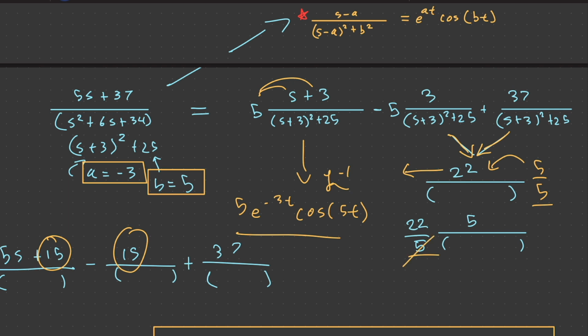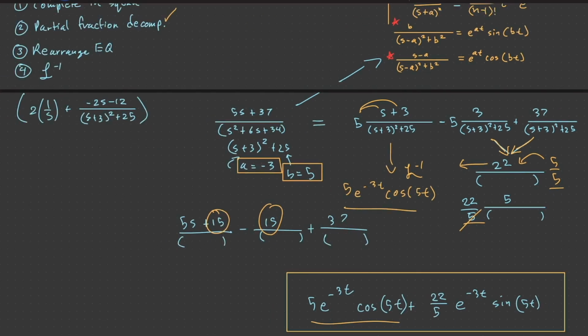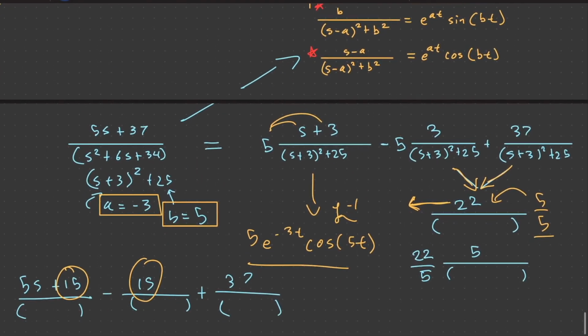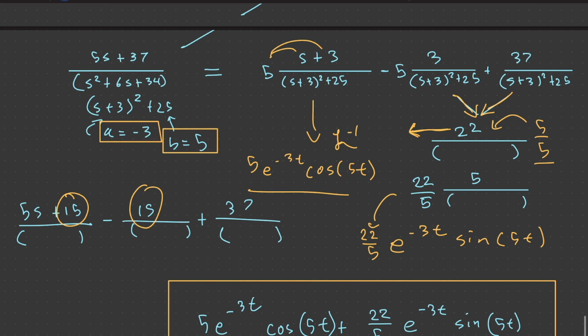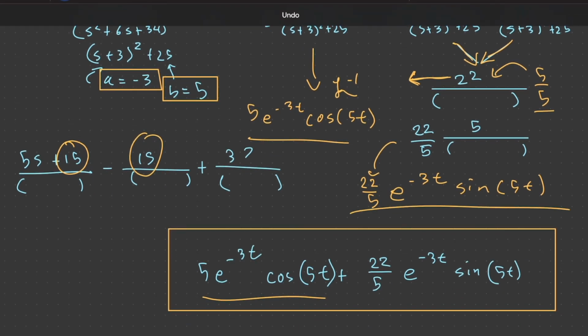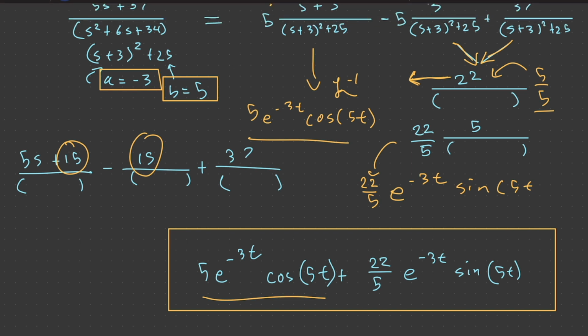Right, this is the same equation because I can just cancel out those 5s at any time. And so now this will take the form of, pretty simple, e to the negative 3t. This constant goes in front, so 22 over 5, and then this time it's sine of 5t. Okay, so that corresponds to this portion, and this is our free response. This is our free response portion.